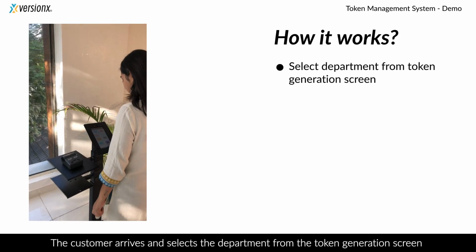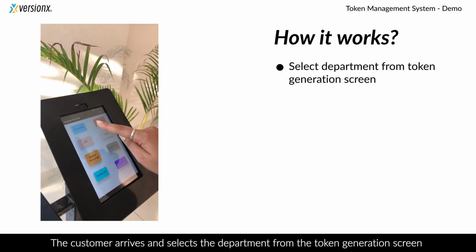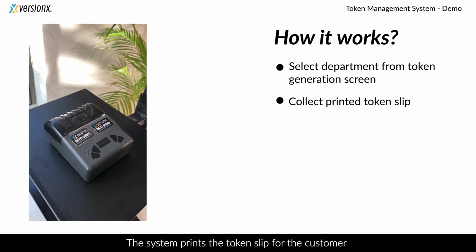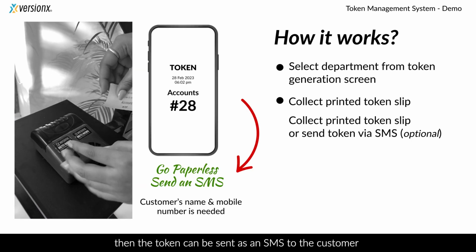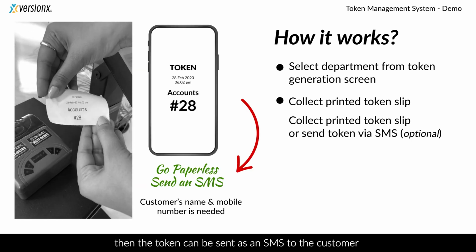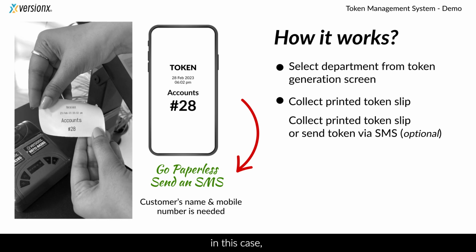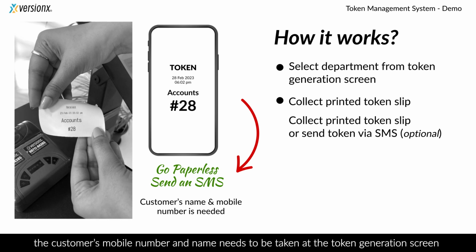The customer arrives and selects the department from the token generation screen. The system prints the token slip for the customer. If you're looking for a paperless option, then the token can be sent as an SMS to the customer. In this case, the customer's mobile number and name needs to be taken at the token generation screen.